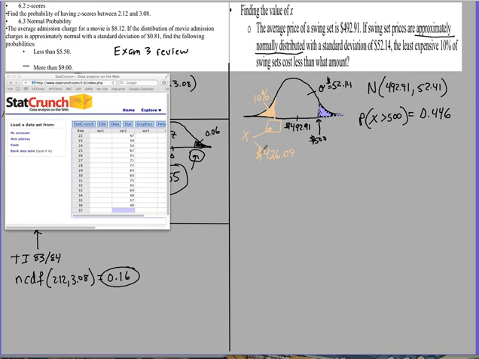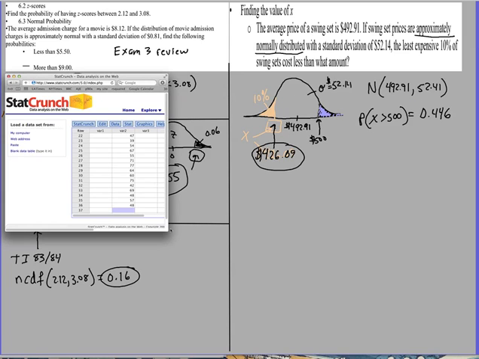Let me change the color on that. 426.09. Okay, that'd be the cost for the low. Anything this and lower will be in the lowest 10%. Okay, so be really comfortable going both ways on the x's and going both ways on the z's.